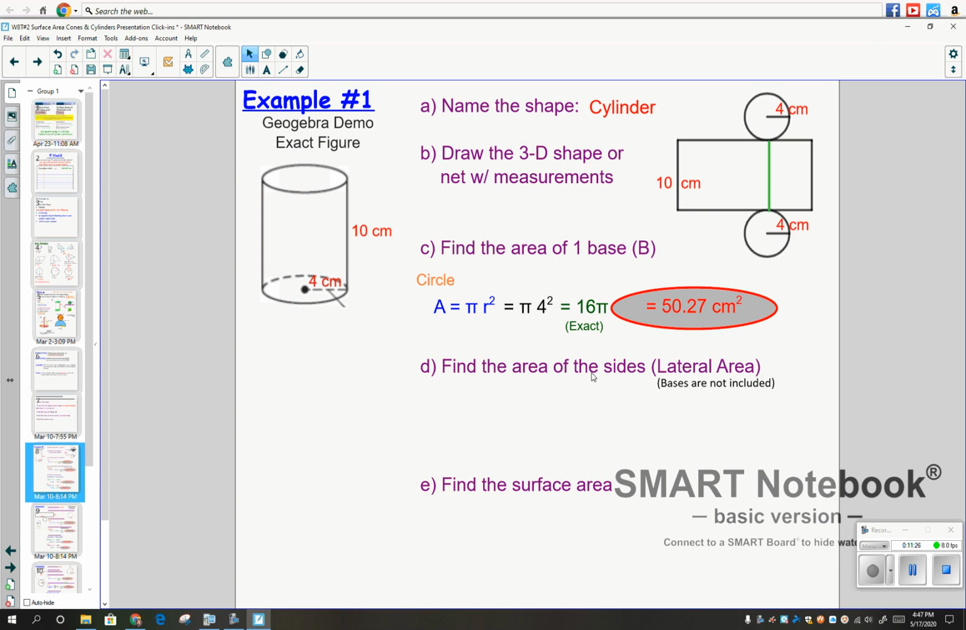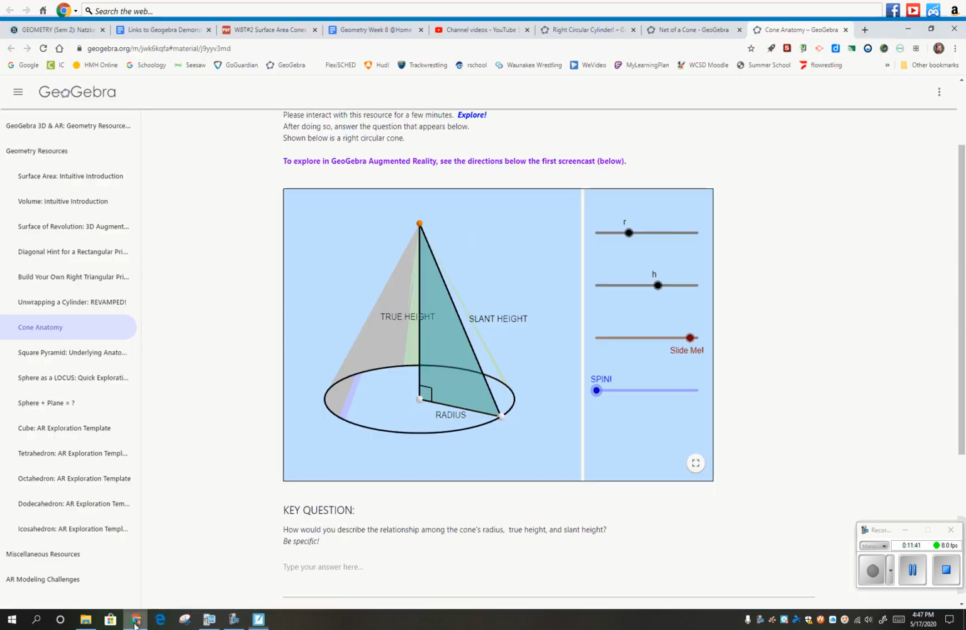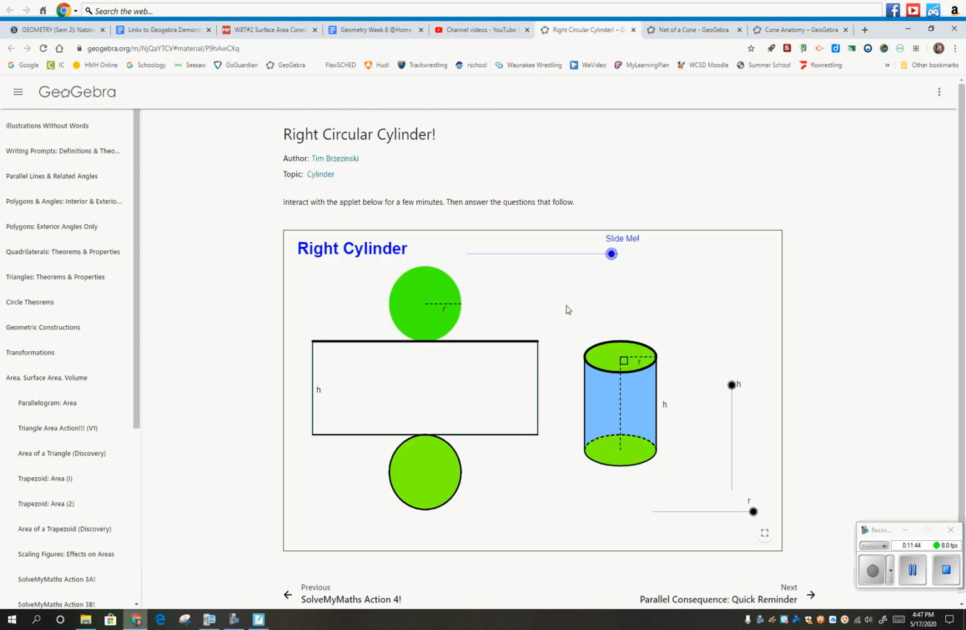Now I got to find the area of the sides. Well, the sides, when I unwrap it, is one large rectangle. Area is base times height. The height is 10. But what's the base? Remember, when we looked at our cylinder, this length right here, which is the base, was equal to what? The circumference of the circle. So the base of my rectangle is equal to the circumference of my circle.